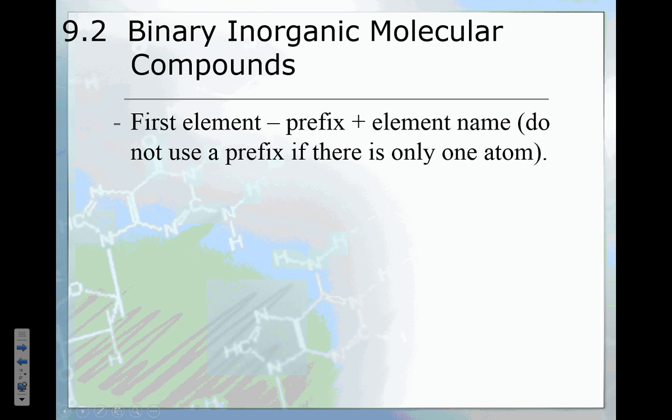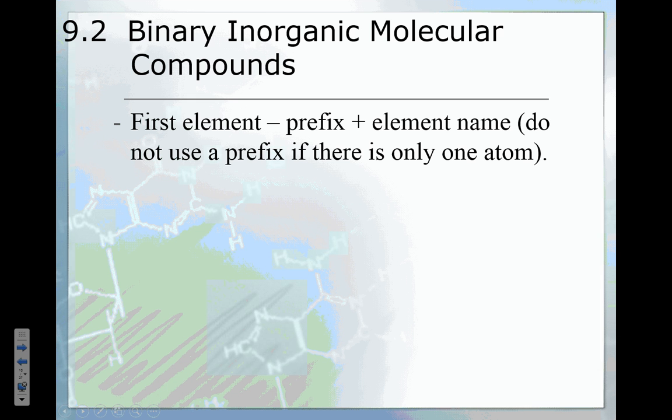Now, how do we name a binary inorganic molecular compound? Well, first we're going to name the first element, and then we're going to name the second element. So there's 2 parts to the name. Now, in the first element, we put the prefix, which stands for how many atoms, so mono, di, tri, so forth. And then we list the element. Just write the element name. So 2 oxygens, we'd put dioxygen.